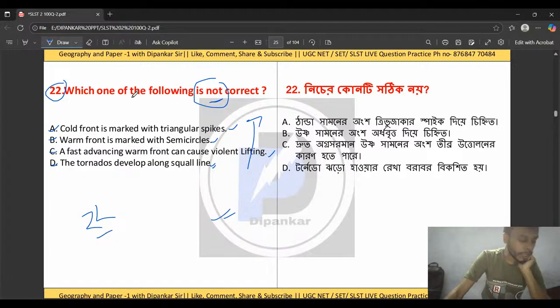Which one of the following is not correct? Please give your answer. This question is from the climatology part, frontal part.